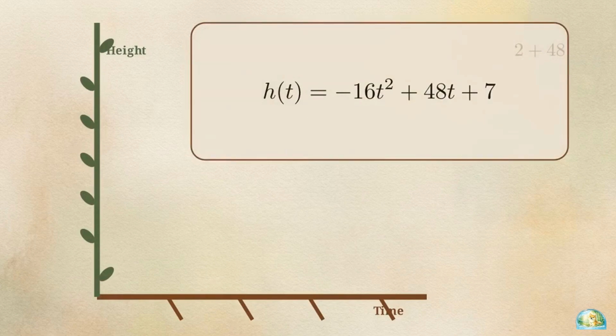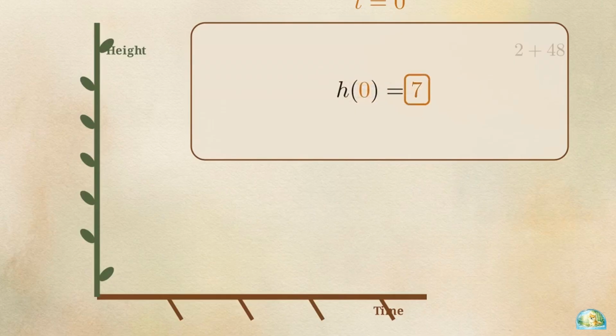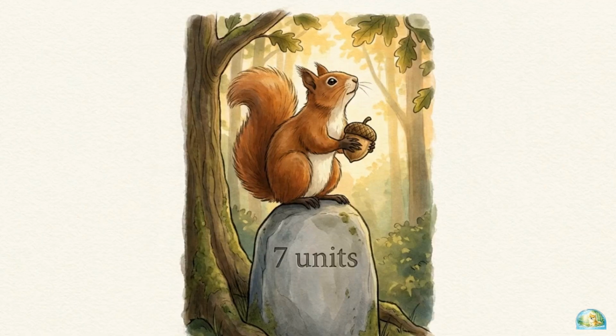Look at this root system modeling a different launch. The function is now h of t equals negative 16t squared plus 48t plus 7. To find the height at the very start of the motion, we look at the moment time is 0. When we substitute 0 into the function, the terms containing t disappear. Only the constant 7 remains. This value tells us the acorn was exactly 7 units above the ground at the instant it was launched. The constant term c equals h of 0, so it gives the starting height.